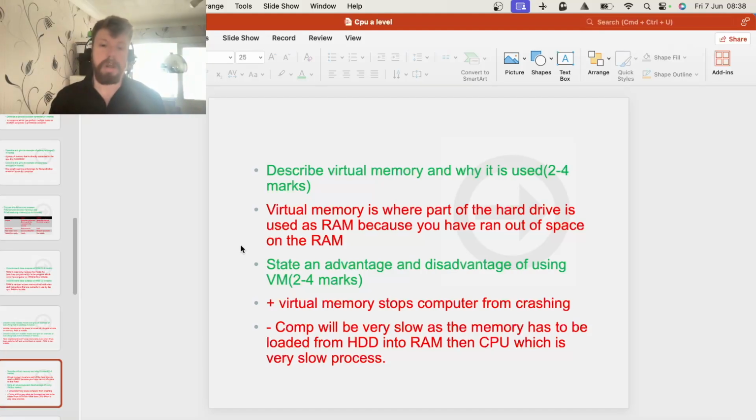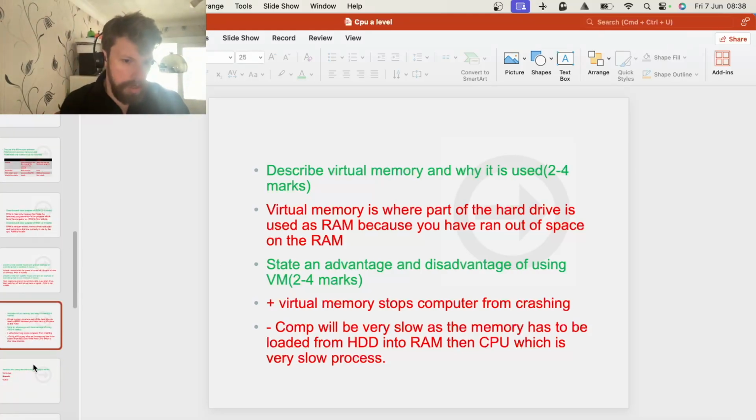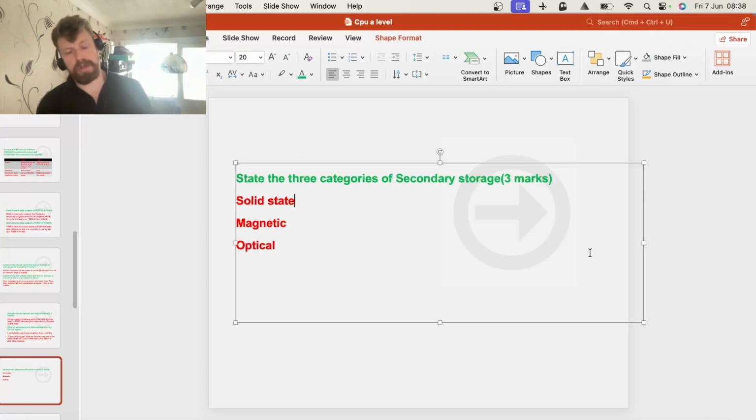Now, the advantage of this is virtual memory stops the computer from crashing. Big advantage. The bad thing, though, is it's very slow, and it creates this thing called disk thrashing, which is where the whole process and everything just slows down, and it's a lot slower. So that's the main thing. And if you use the key term disk thrashing as well, that would give you a mark just for that. So that's virtual memory.